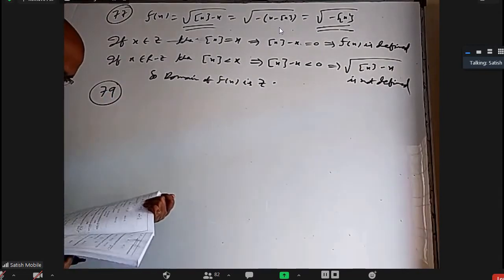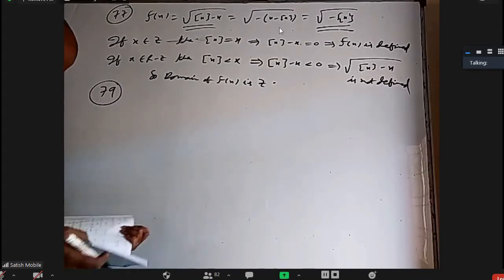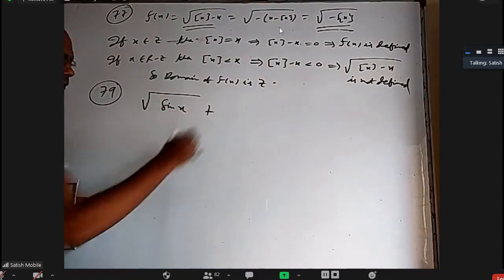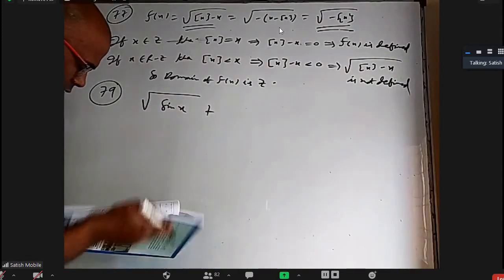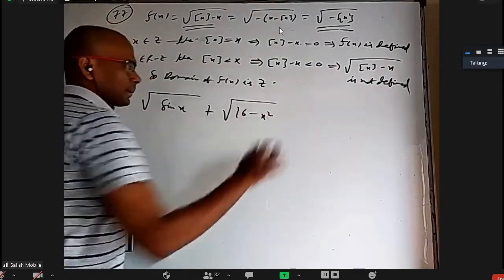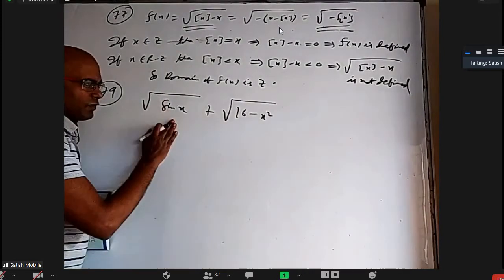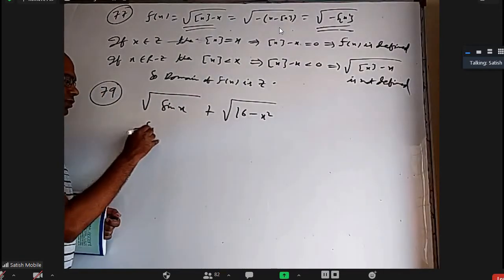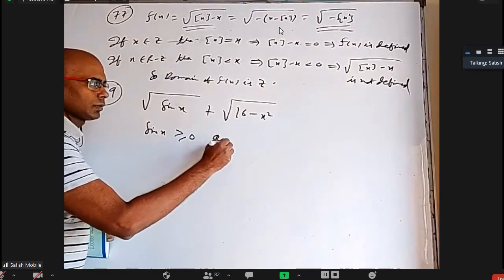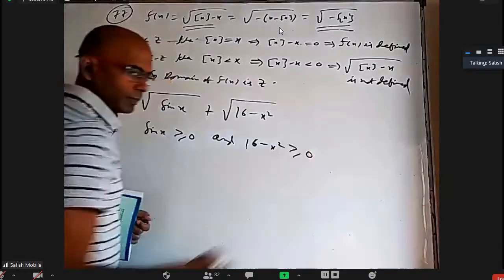Okay, 79. Root sin x plus root 16 minus x square. Okay, this should be defined and this should be defined both. So sin x should be greater than or equal to 0 and 16 minus x square greater than or equal to 0.